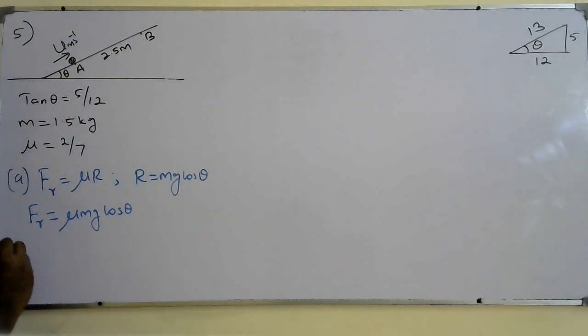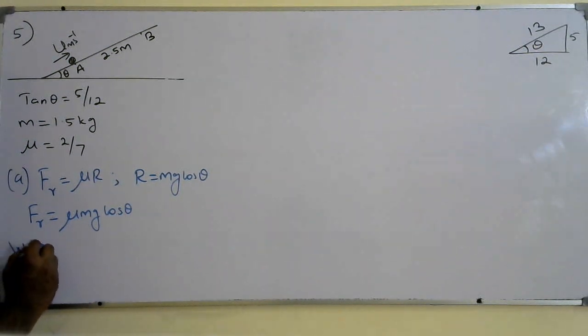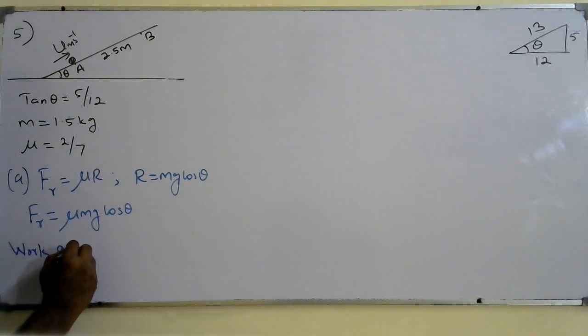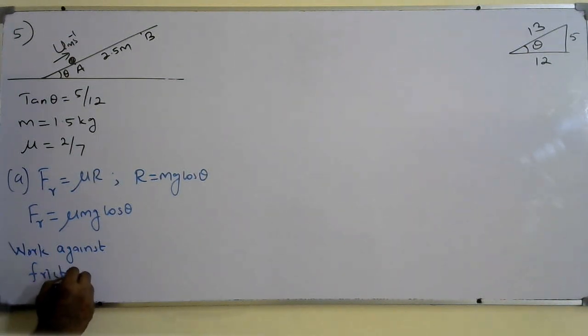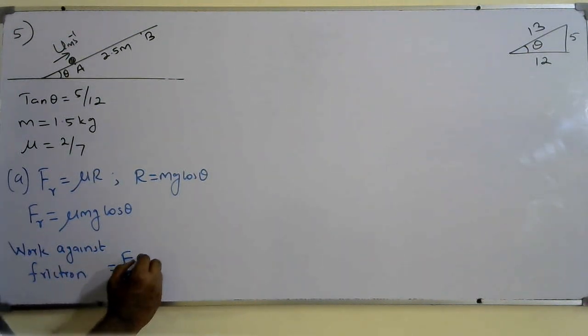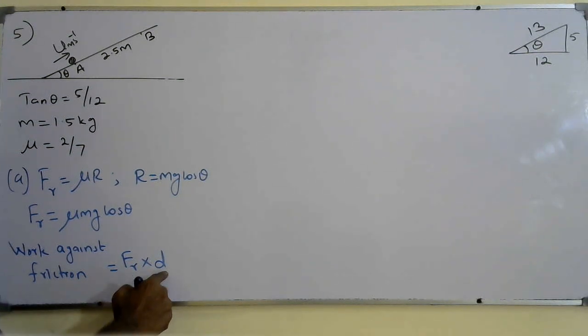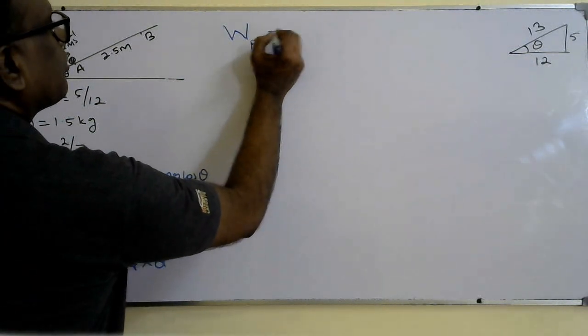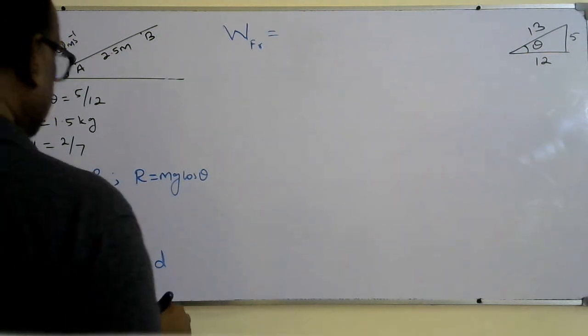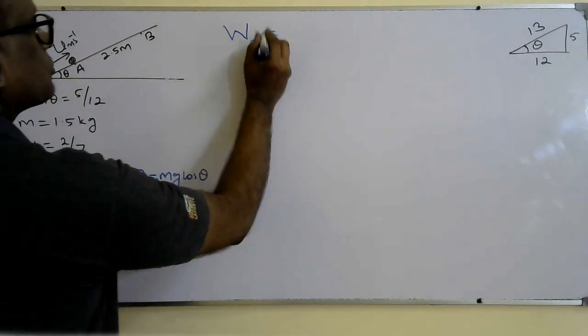So work done against friction equals friction force times distance moved opposite to the direction of friction. Opposite to the direction of friction is the distance moved. So we'll say work against friction, WFR. I just use this notation; it's not a standard notation.